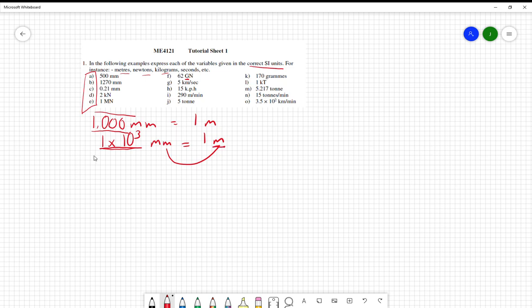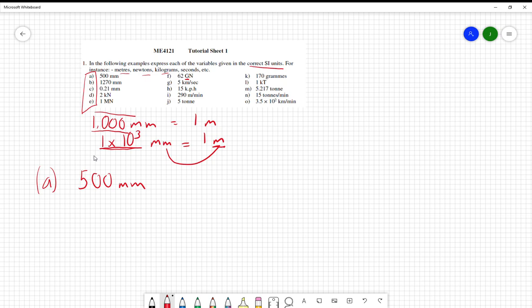So the very first question is 500 millimeters, part A. You can probably quickly do it in your head, but for those of you that want a quick and easy way of doing this, there are different ways, and there's no wrong way as long as you get the right answer. This is just the way that I do it, and of course you can do it in different ways, as long as you get the correct answer. When it comes to units, it's all about getting the right answer rather than the journey.